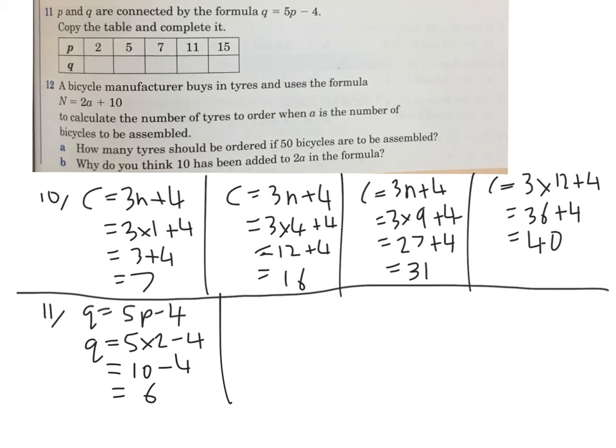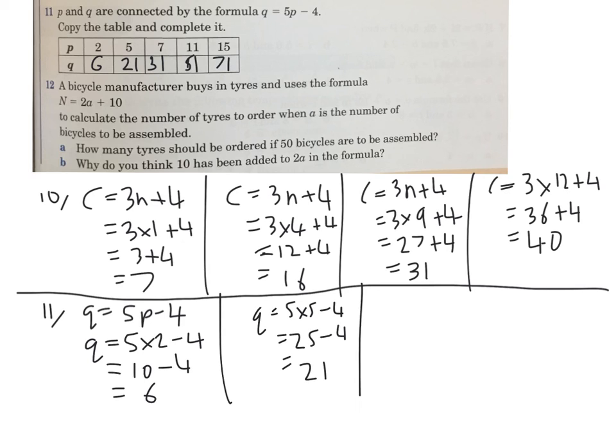And then what about when p is 5? q would be 5 times 5, take away 4. That's 25 minus 4, which gives you 21. Okay, so I should put these in here. 6, 21. The next one would be 7 5s, 35, take away 4, which is 31. And then we've got 51. And then the last one we have 15 times 5, and take off 4, which would be 71.